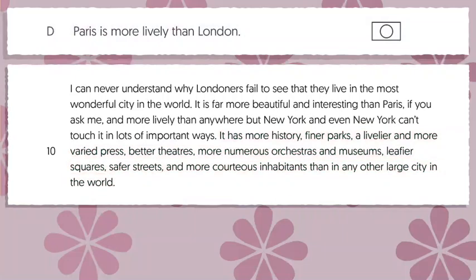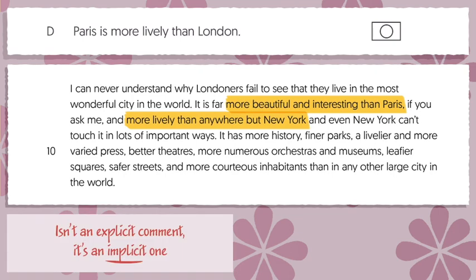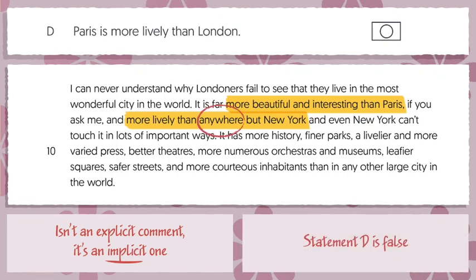Statement D reads, Paris is more lively than London. If we look to the source, on the second paragraph it reads, It is far more beautiful and interesting than Paris, if you ask me, and more lively than anywhere but New York. As you can see, Bryson writes that London is more beautiful and interesting than Paris, and livelier than anywhere but New York. This isn't an explicit comment, it's an implicit one. Paris is contained in the anywhere part, and so Statement D is false.